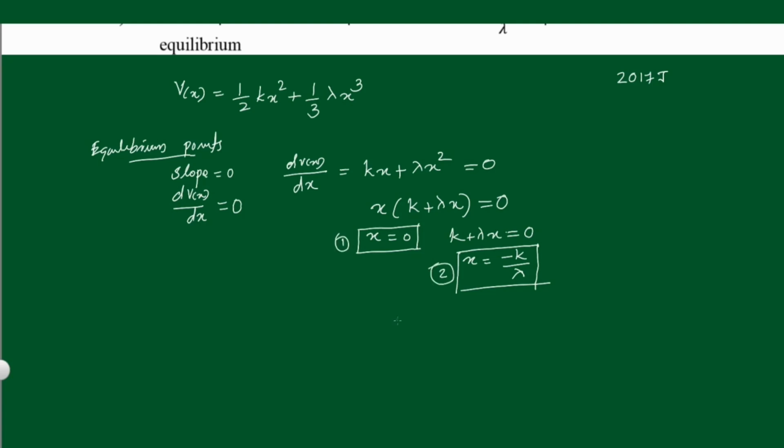Now we have to find out the stability of this equilibrium point. We have to find out which point is a stable equilibrium and which point is an unstable equilibrium. So, stability analysis.